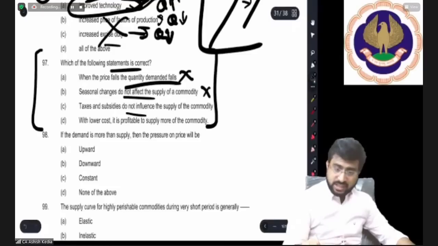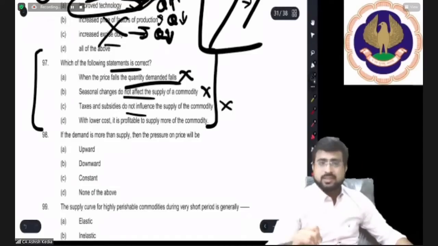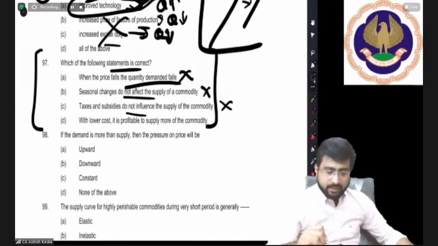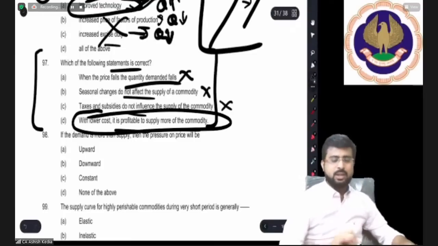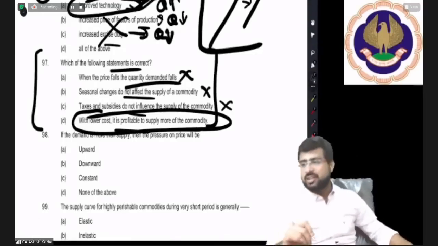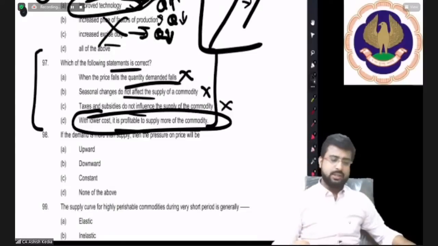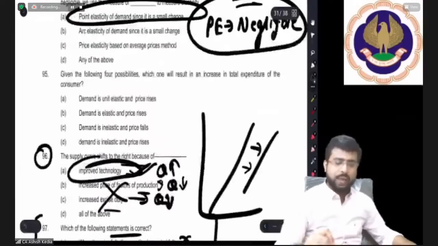Taxes and subsidies, yes, they do influence the supply. If tax rises, supply falls. If subsidy rises, supply rises. With lower cost, it is profitable to supply more of the commodity. Yes, because as cost reduces, profit margin increases. Price remaining constant. Correct. One of you friends has asked me to do 95 also.